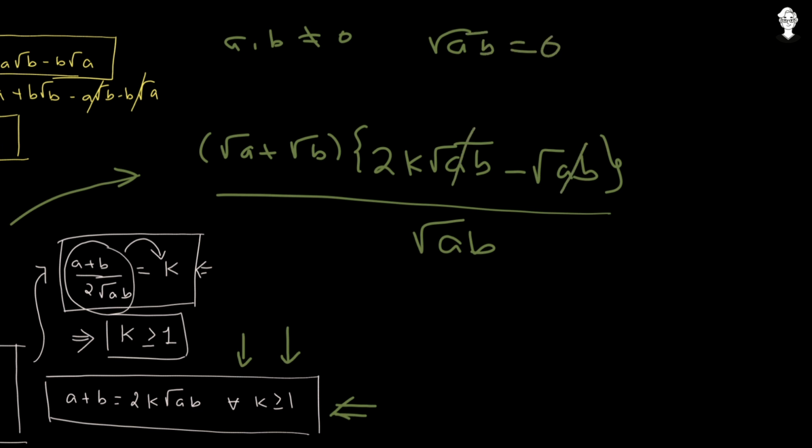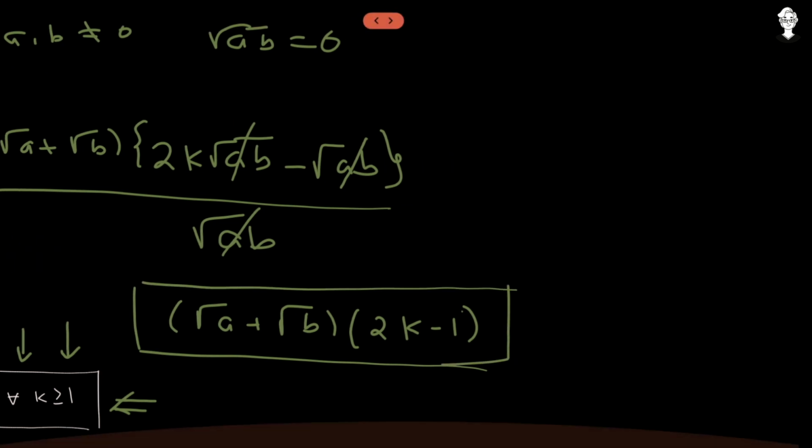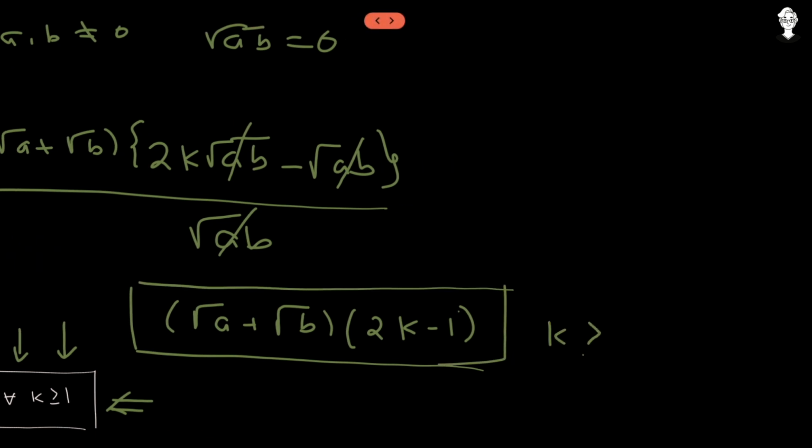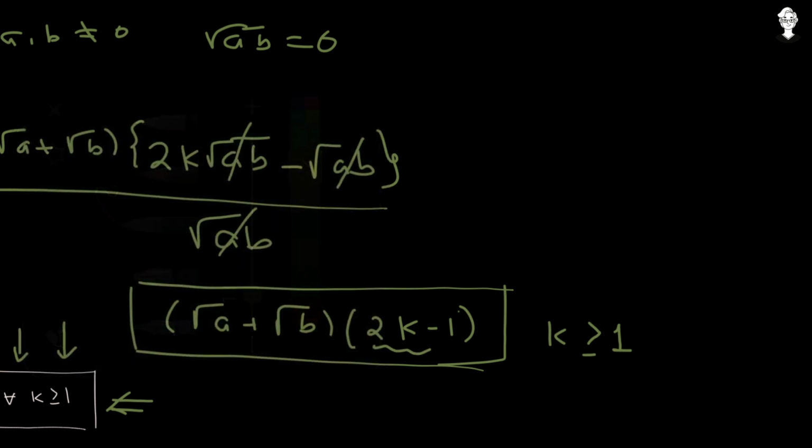So this and this can be easily factored out, no problem. So what we finally get is square root of a plus square root of b getting multiplied with (2k − 1). Okay, we got this, and remember that k has a value greater than or equal to 1. Now look carefully at this particular bracket, that is 2 times k minus 1.